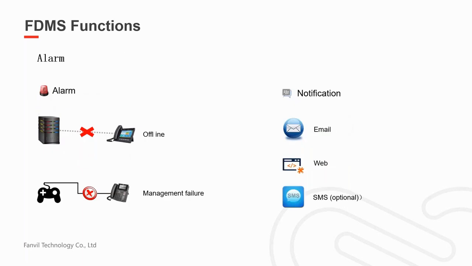There are also alarms and message notifications to help the FDMS administrator get warnings or notifications about the devices and some FDMS system information, which will be notified by email, web messages, or even SMS. Then we will check the status of the device and confirm what to do for these devices.